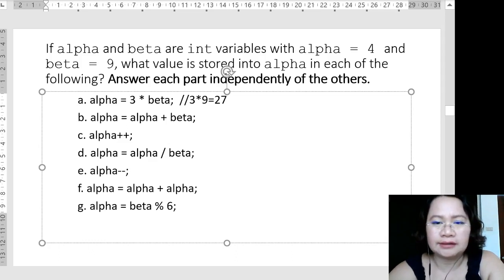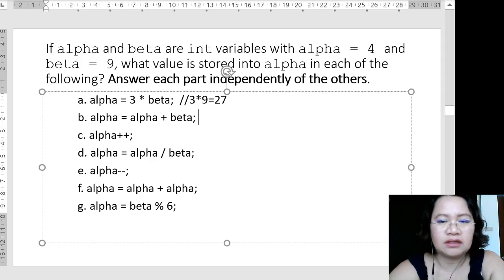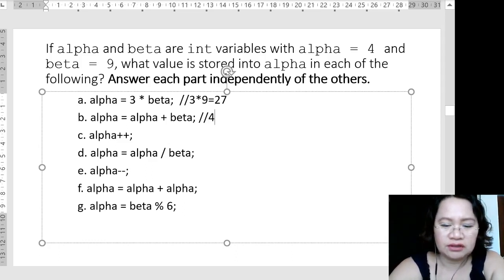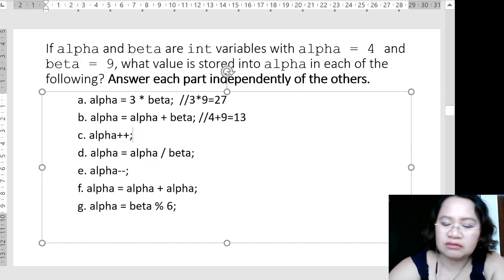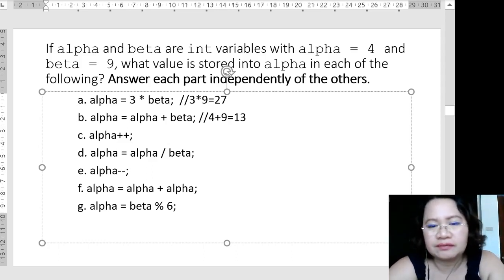Next, we have alpha gets alpha plus beta. Here we evaluate again the expression at the right-hand side. Alpha is 4 plus beta, which is 9. The result is, of course, 13. The 13 will be given as the new value to alpha. Did we discuss already this increment decrement? Not yet, no? So I will not include that. I will discuss that later.